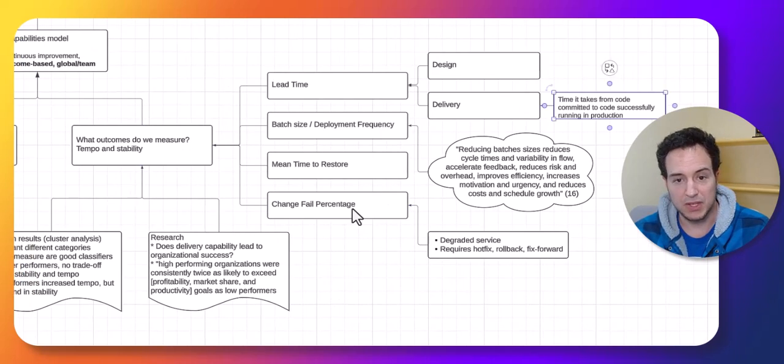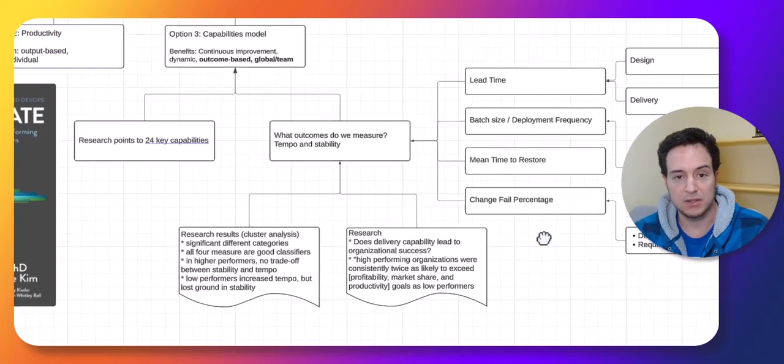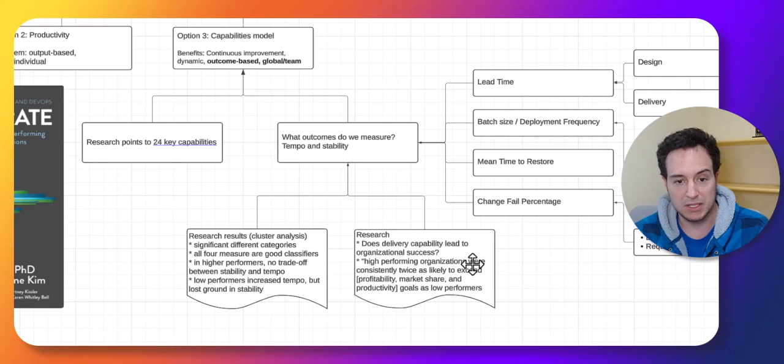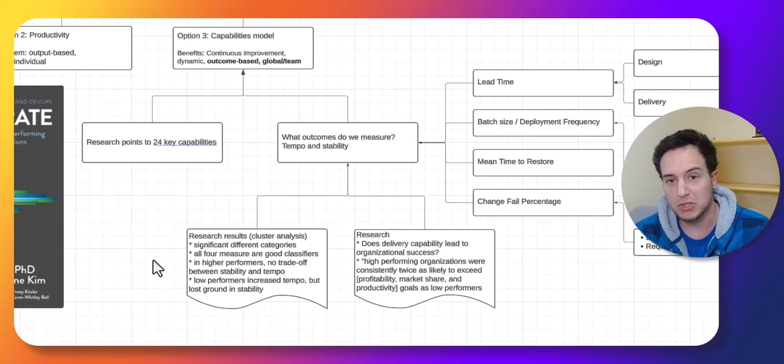Once they had these categories and an ability to measure them, they had a lot of different businesses they were working with to measure this. They did some research and analysis. The first thing they found, through cluster analysis, is that these measures were statistically significant in producing different categories: high, medium, and low performers. All four of the measures were good classifiers, and in higher performers, there was no trade-off between tempo and stability.